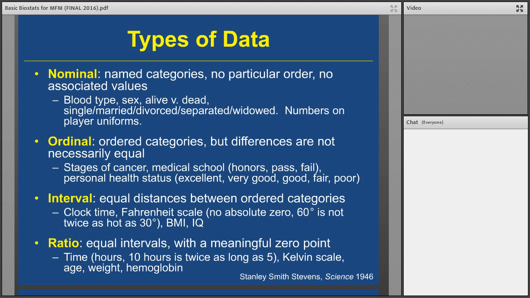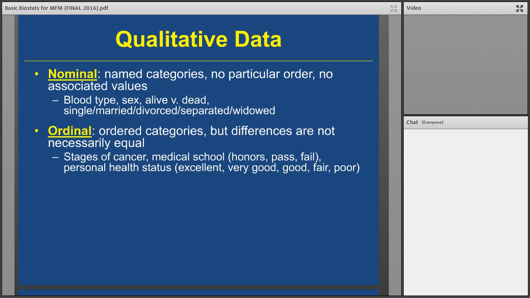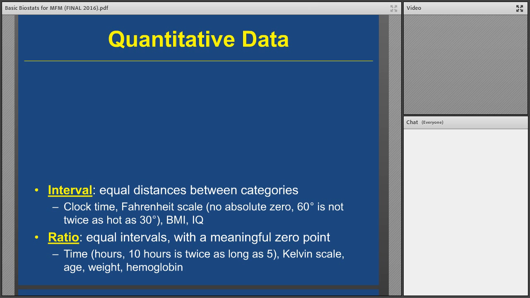Whereas ratio data is numerical. It has equal intervals, and there's a meaningful 0 point. So the difference between Fahrenheit scale for interval data, the comparison would be Kelvin scale, where there is an absolute zero. Zero does mean something for temperature in the Kelvin scale. Time and age, weight, and hemoglobin. So this is ordering the data into types of data for descriptive data. Nominal and ordinal are generally grouped together, and then interval and ratio are generally grouped together.